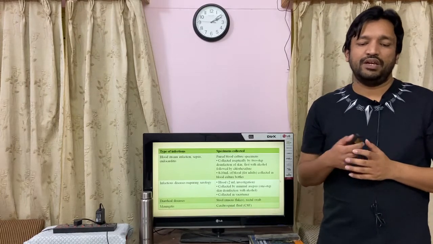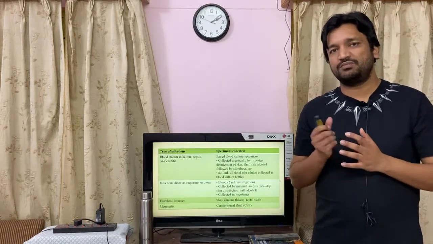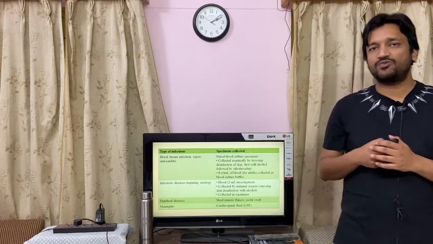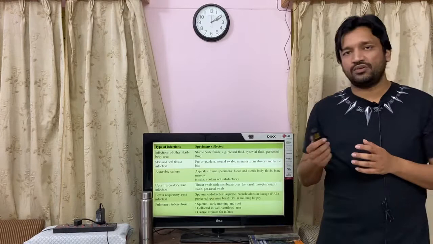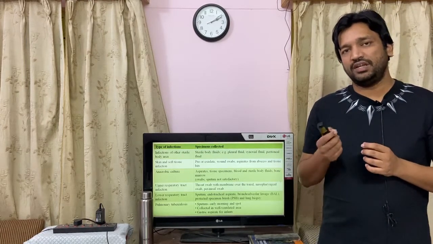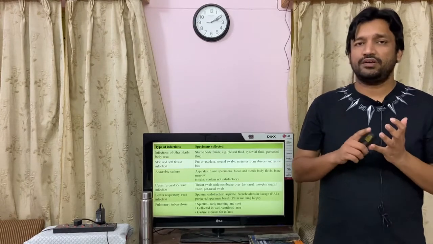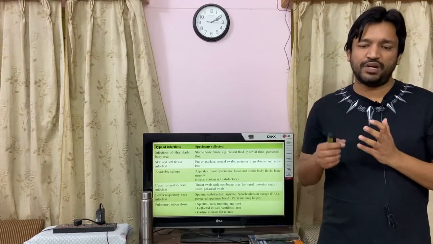Then for diarrheal diseases, the best specimen is either stool or rectal swabs. For meningitis, CSF. For infections of other sterile body sites, usually specimen include body fluids, for example, pleural fluid, synovial fluid, peritoneal fluid. Skin and soft tissue infections, for this we can either take a swab or we can perform an aspiration of the pus. We can take tissue and send it to laboratory for testing.